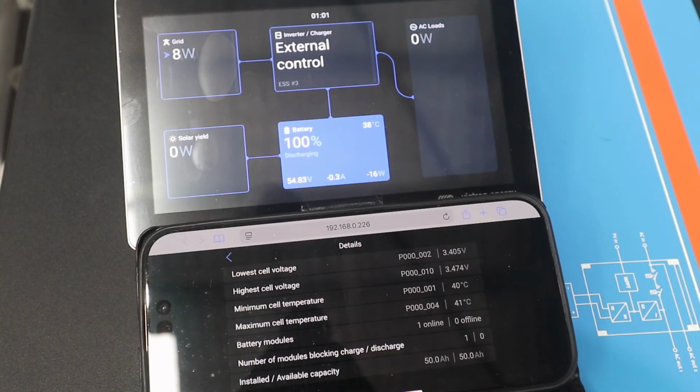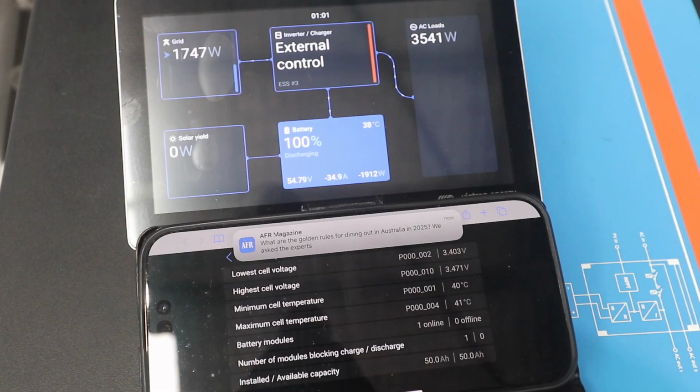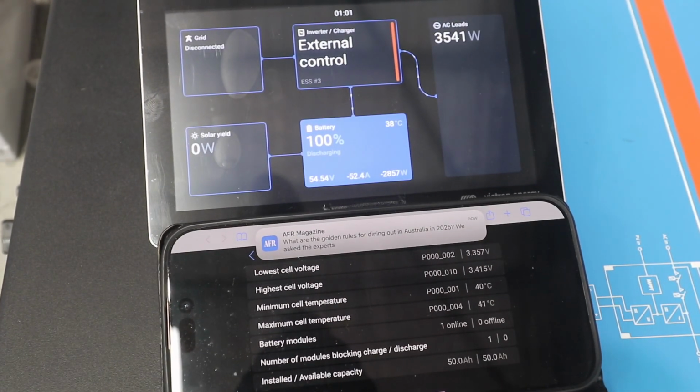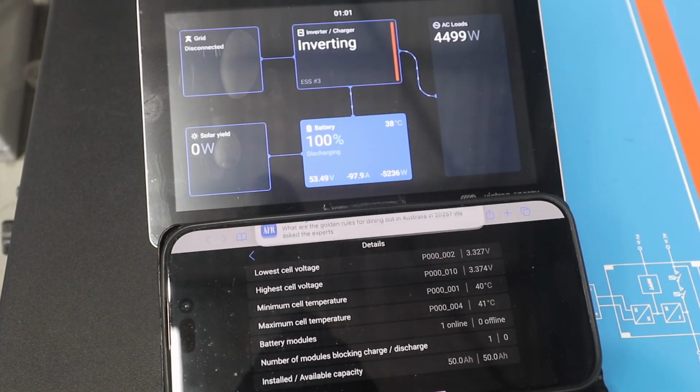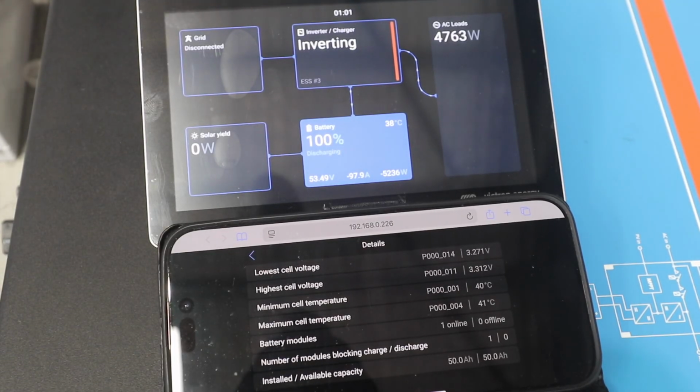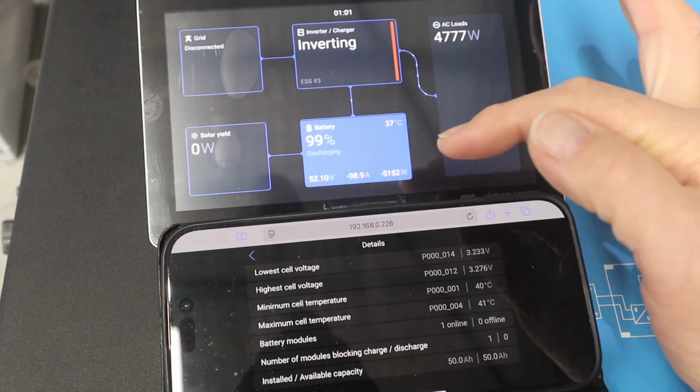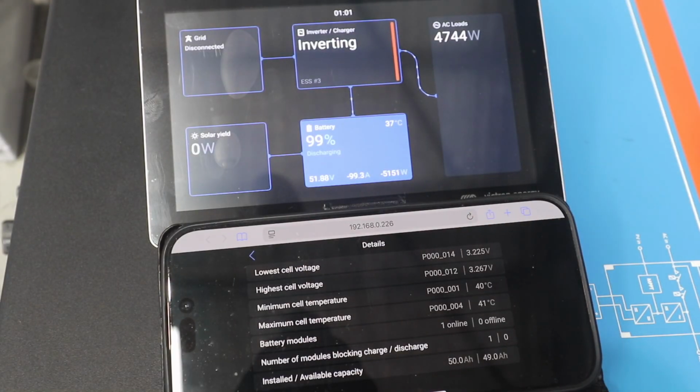So let's power this up and turn this on. We can see the AC loads up here, or let's take the grid off. Righto, so we're powering up these loads at the moment. We're at 48. David, just give us a bit more. We've got 99 amps on the battery. We're after 100. We're at 99.1 there.